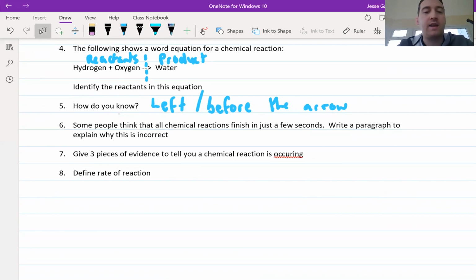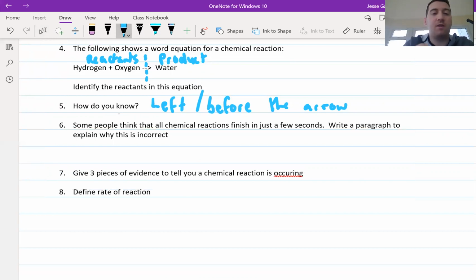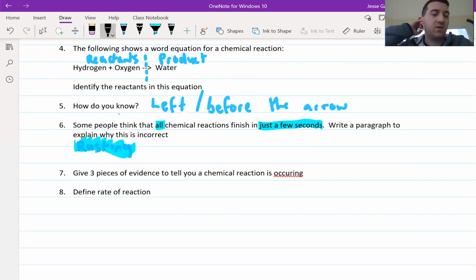Okay, some people think that all chemical reactions finish in just a few seconds. Write a paragraph to explain why this is wrong. I can't tell you exactly what your paragraph should say, but you should definitely refer to some examples. You could use the example of rusting. Rusting is a reaction that does not happen in just a few seconds. We've learned about rusting, and we know that it shows us that reactions can take much longer. If you use rusting as your example, you can say this is not true.